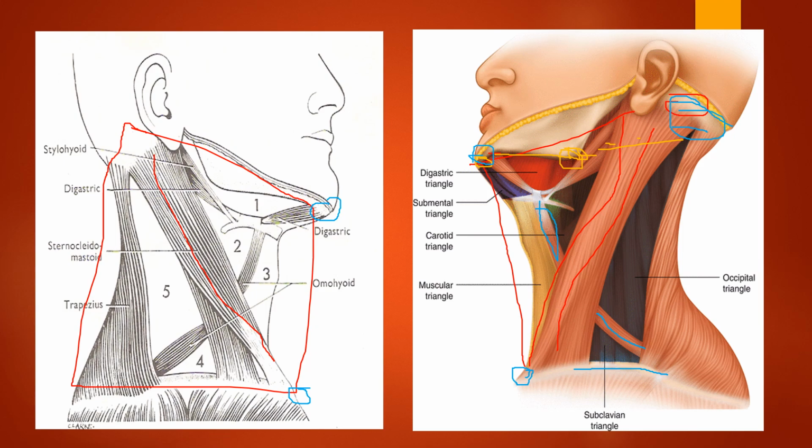It is bounded between sternocleidomastoid and trapezius muscle. Above, both approximate each other and form the apex, and the base is formed by the clavicle. The triangle is divided into the upper occipital triangle and the lower subclavian or supraclavicular triangle by means of the inferior belly of omohyoid. Coming to the anterior triangle, this whole lot is going to be the anterior triangle.